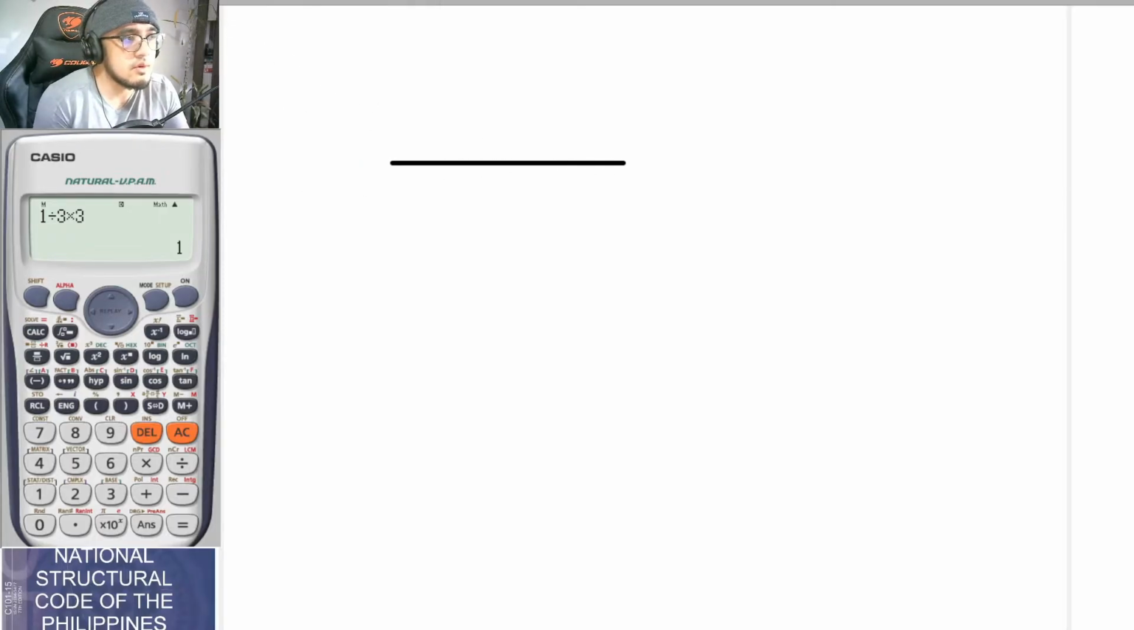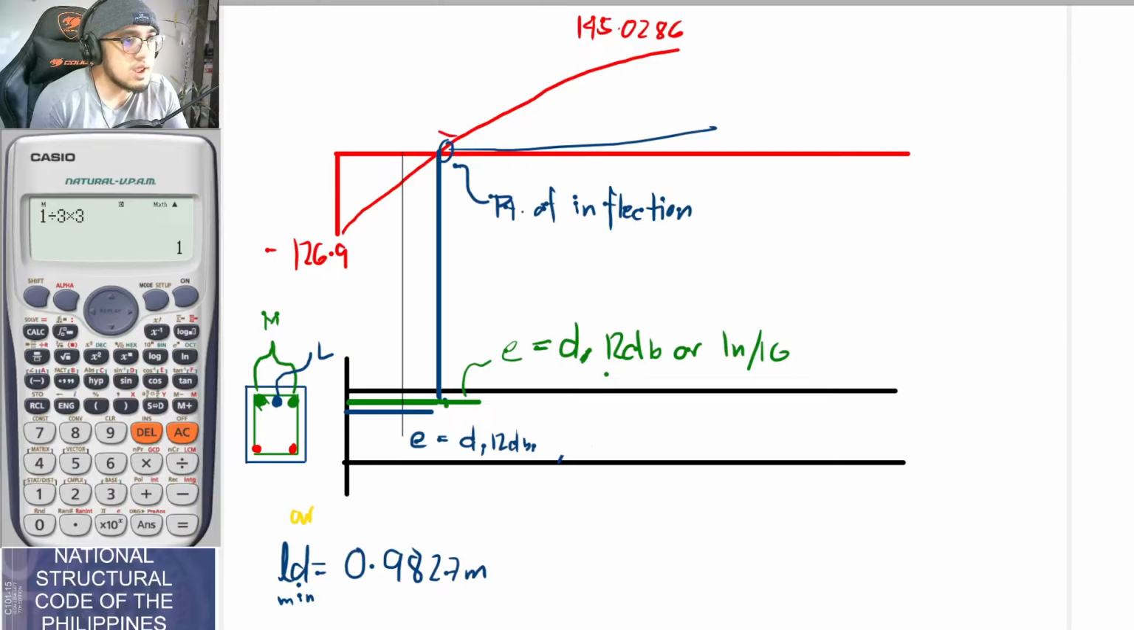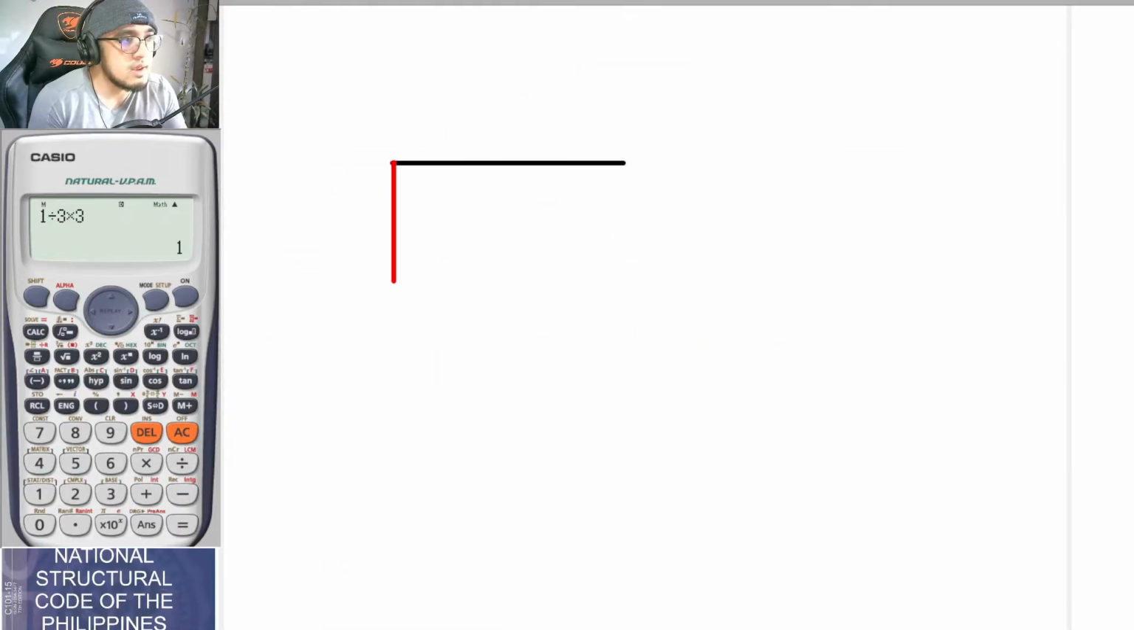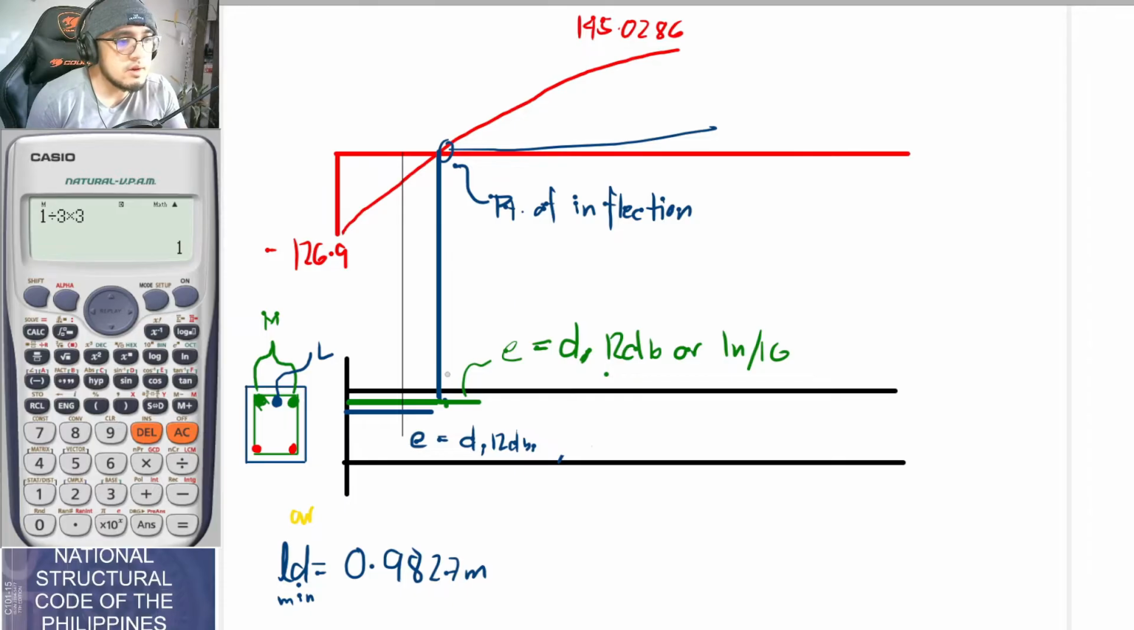once again, this is to be the negative moment. And let's say that I am just to draw this part only. With that, it would now look like this, whereas the value here is to be negative 126.9 kilonewton meter.